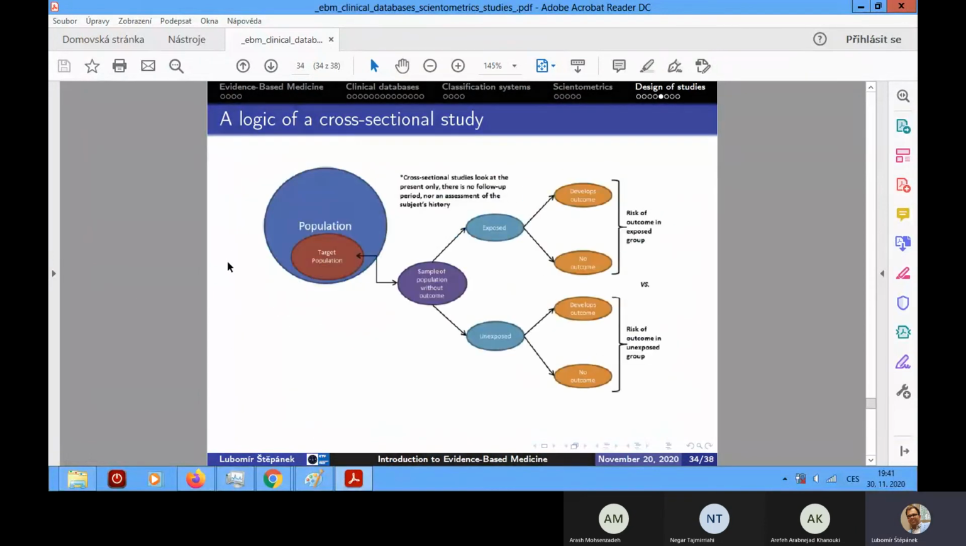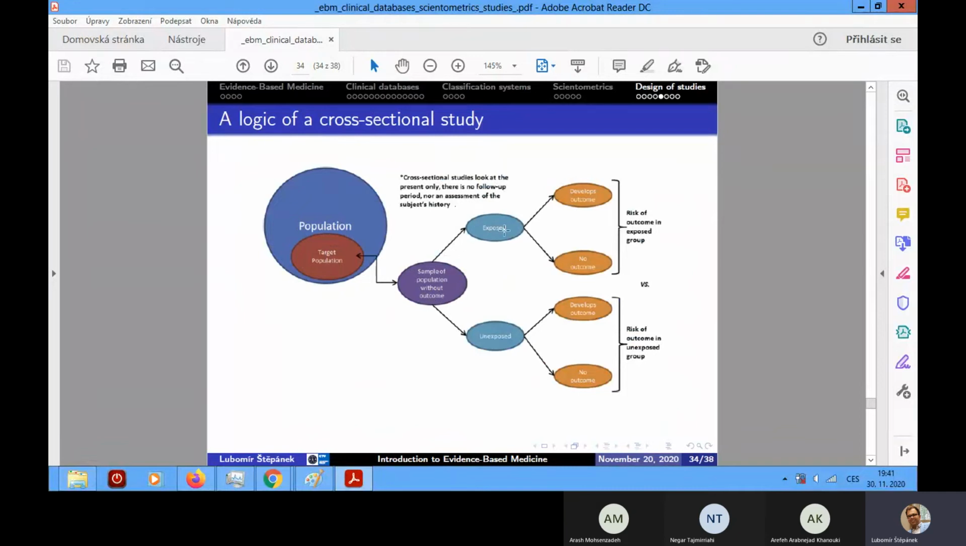Okay, and there's just the logic of another study, the cross-sectional study. I'm able to do it in 3 minutes. In a cross-sectional study, we have just a sample population without any outcome. For example, a study population and a sample population, and none of the sample had the outcome so far.